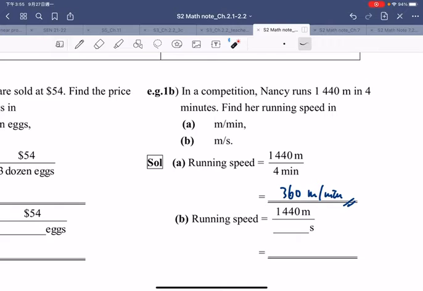So for the second one, for different time units, which is second, that means we think about how many seconds in 4 minutes. Which is simple, 4 times 60, that is 240 seconds. So 1,440 divided by 240, so the answer is 6 meters per second.